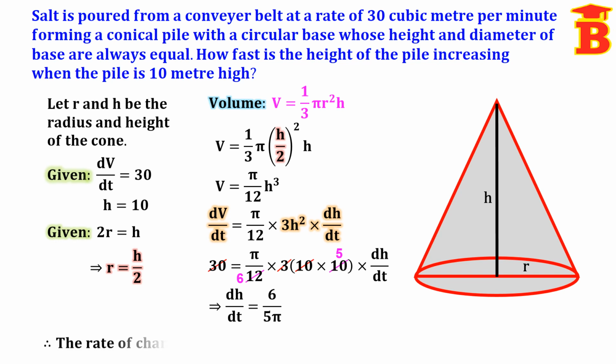Finally, take and write the answer. The rate of change of height of the pile is 6 by 5 pi meter per minute. So in the question the unit is meter per minute. So finally take and write the same unit.